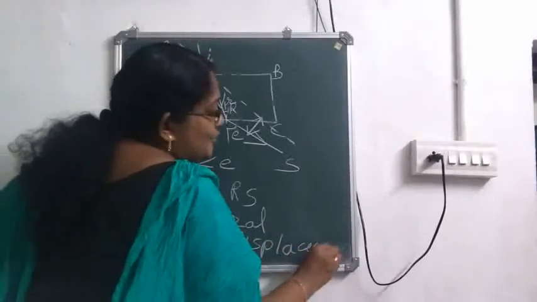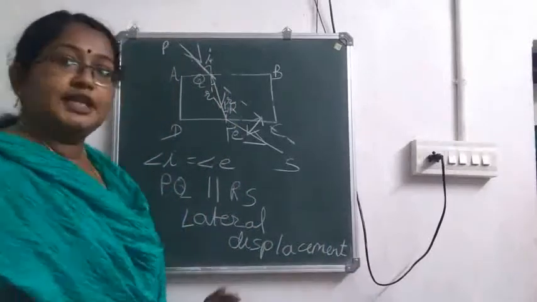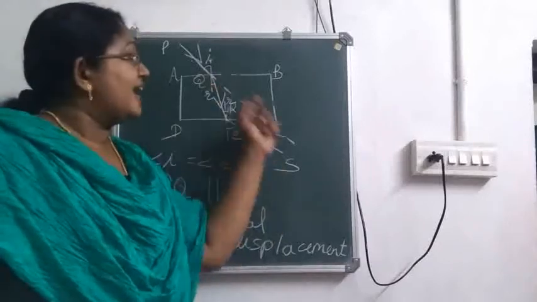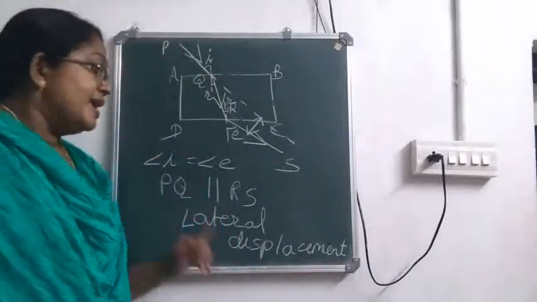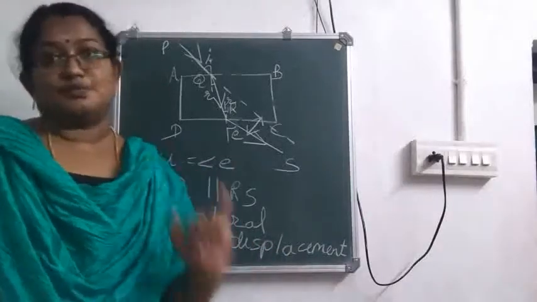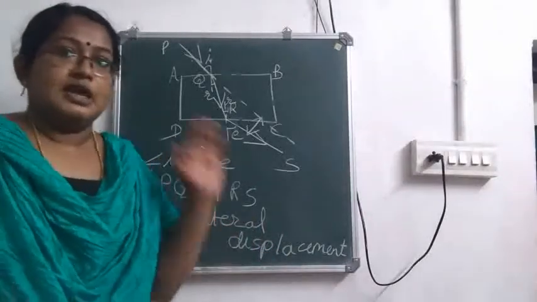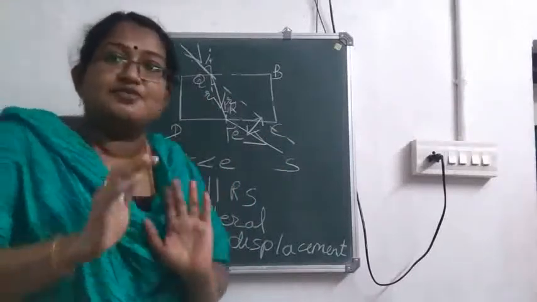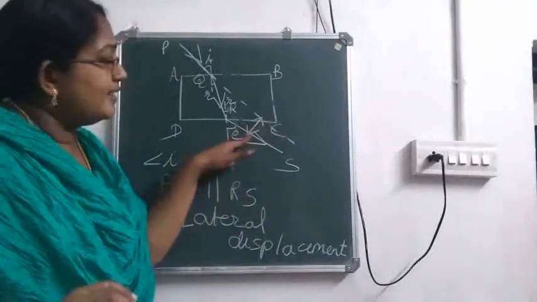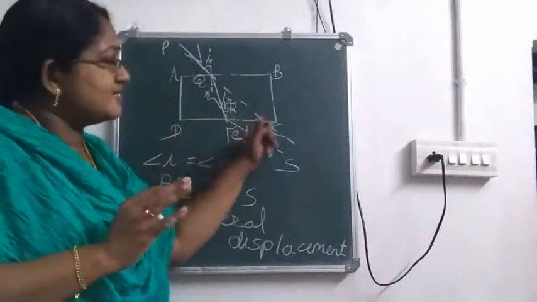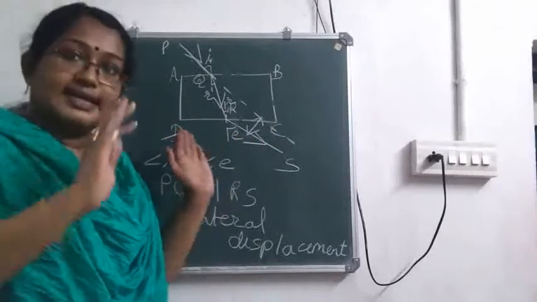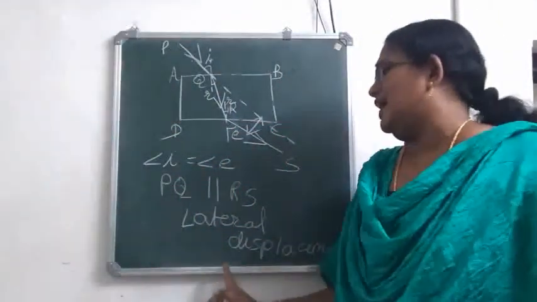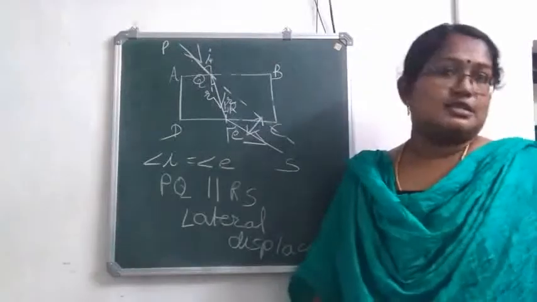What do you mean by lateral displacement? The perpendicular distance between the path of the emergent ray and the direction of the incident ray can be called lateral displacement. So, is it clear? Since the glass slab is there, the incident ray actually gets deviated from its original path. So, we will be getting a perpendicular distance between the direction of the incident ray and the path of the emergent ray, and that perpendicular distance is known as lateral displacement.